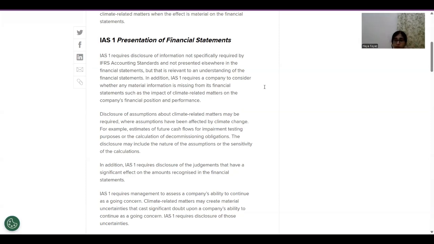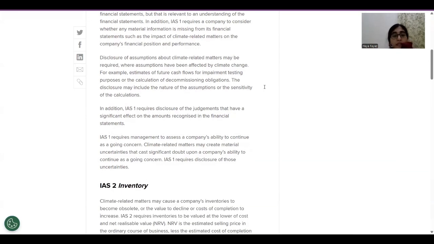How has the ECL calculation been made? What are the factors that are there? So all the other extra information out there for the readers of the financial statements to be able to decode every part of the financial statements and make a proper, unbiased decision is what matters. So in addition, IAS 1 requires disclosure of the judgments that have a significant effect.